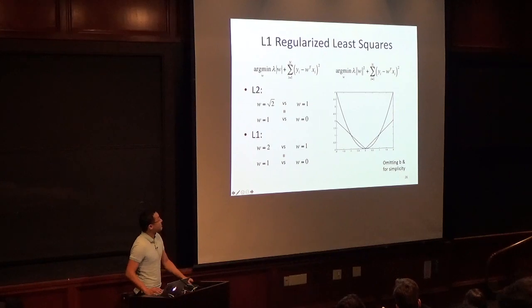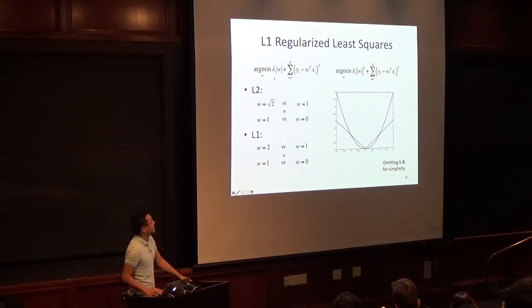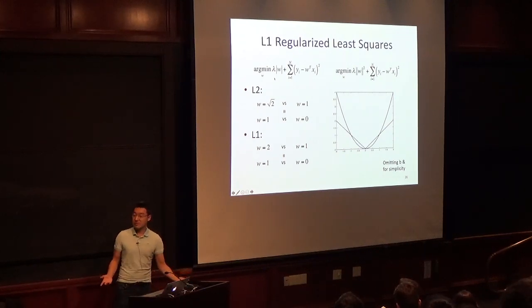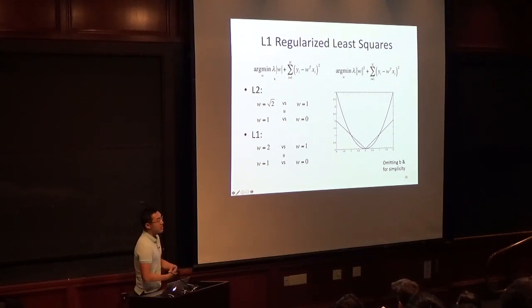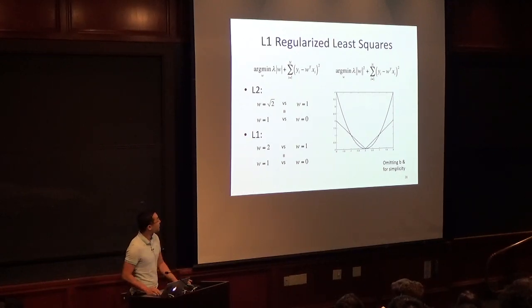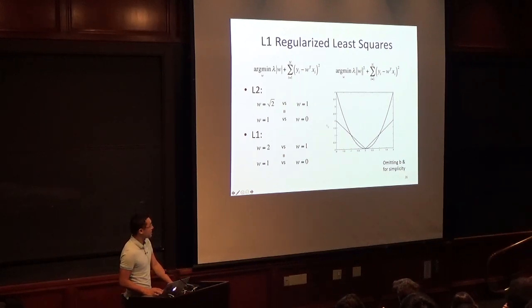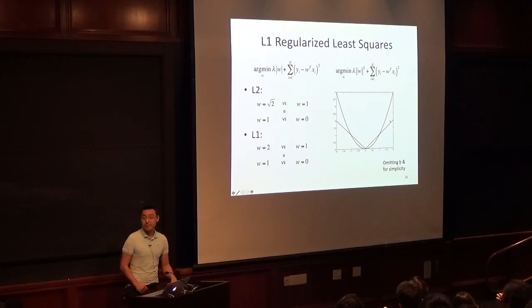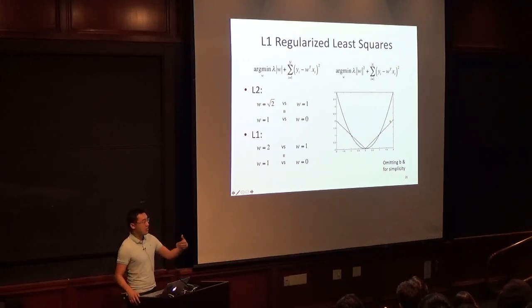In L1 regularized least squares regression, the regularizer is the L1 norm, which is the sum of the absolute values of the components of W. Whereas in standard ridge regression, we use the L2 norm, which means the regularizer is the sum of squares of the entries of W. One way to think about the differences between L1 and L2, first, is to plot the regularizer. The L2 regularizer looks like the blue line, and the L1 regularizer looks like the red line, on a per entry of W basis.